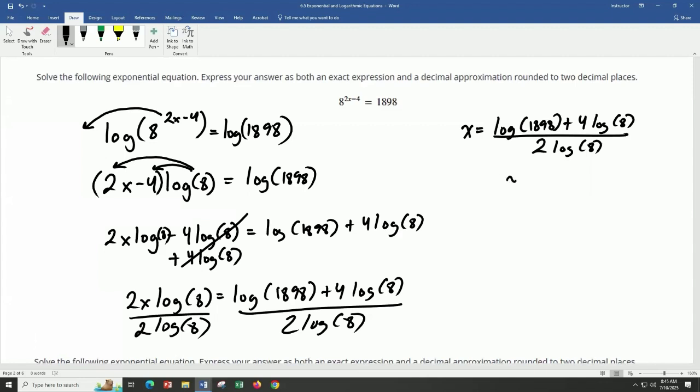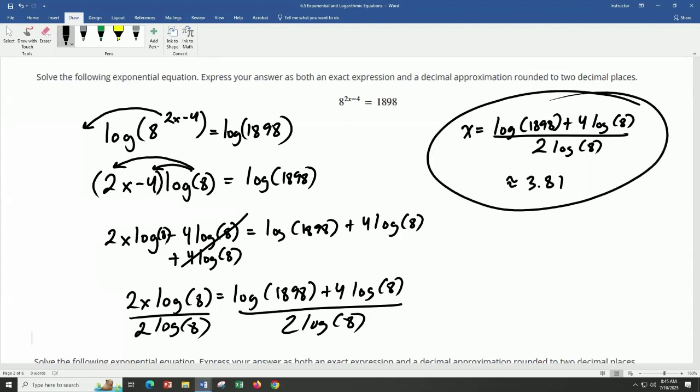So our approximation, I'll put it here, 3.81. And there's your answer.